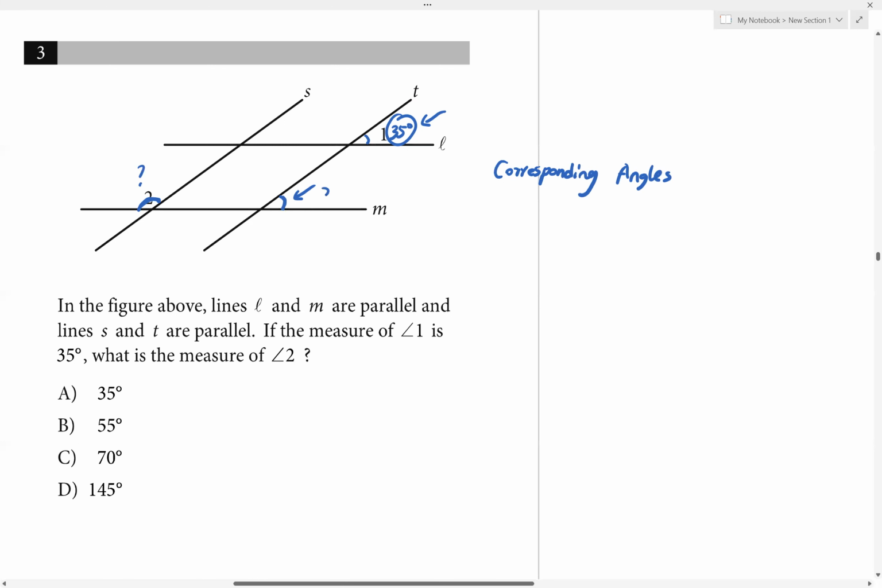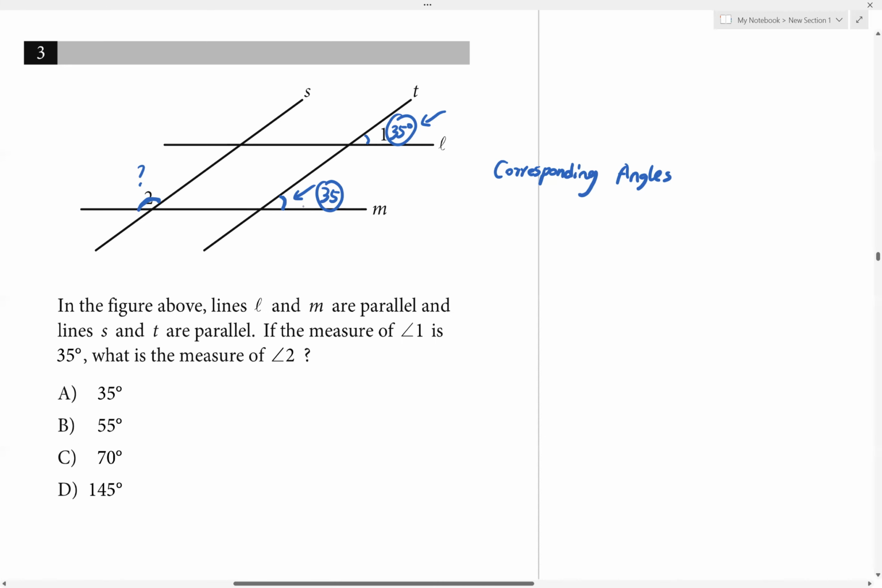So this is 35, and this one down here is 35. From the picture, it looks like they're the same. They are the acute angles, in corresponding positions, so they correspond to each other. They're always equal. For an SAT geometry question, if they don't say the figure is not drawn to scale, you can pretty much assume the figure is drawn to scale. But if they say it's not drawn to scale, then we cannot make that assumption.